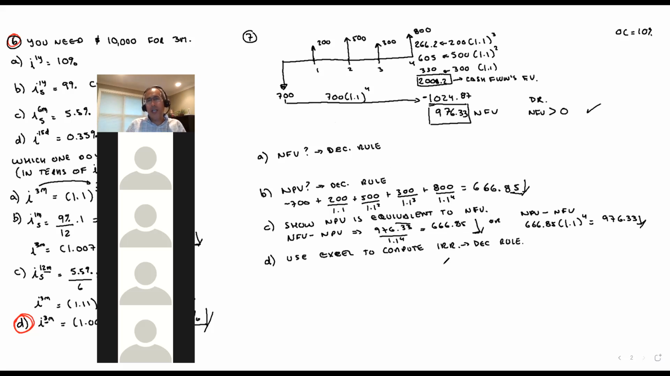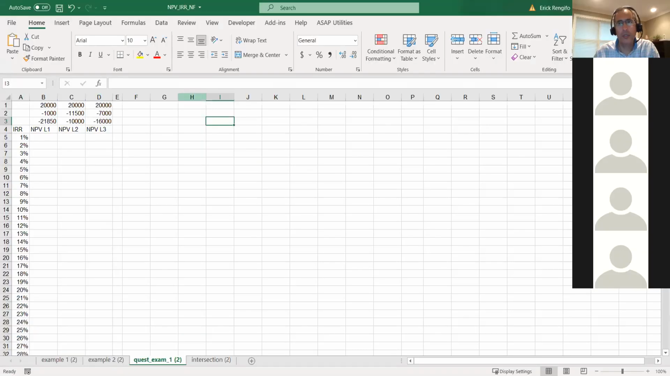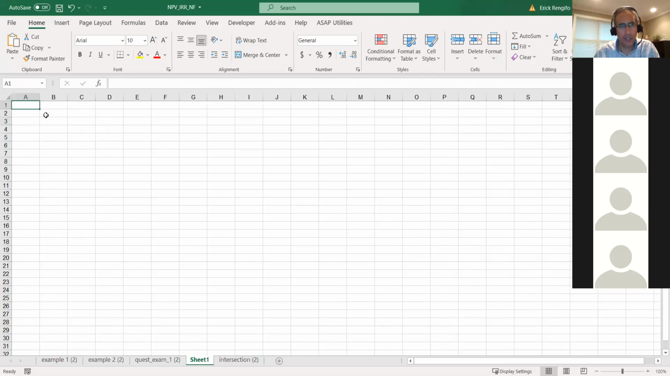Okay, perfect. And now use Excel to compute the internal rate of return. So let me save this one here. Let me take a picture of this so I can remember the numbers. Okay, 200, 500, 300, 800. Okay, let's take a look. Let me open Excel first and share it. Let me create another file here.